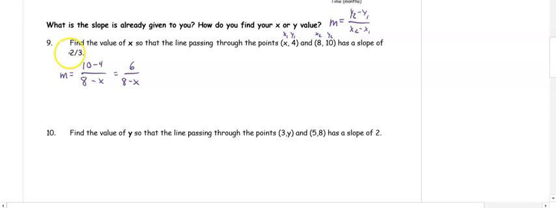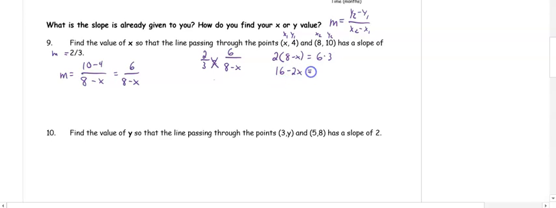Our slope they also gave us is 2/3. So we can set these equal to each other. So we have 2/3 equals 6 over 8 minus x. This is now a proportion, so we would cross multiply. 2 times 8 minus x. Remember to put 8 minus x in parentheses. Equals 6 times 3. So we can distribute the 2.